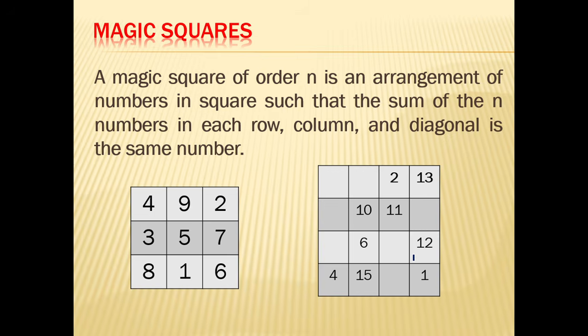O, next. Alam na may magic square. Ay, naku, ito mas madali. A magic square of order n is an arrangement of numbers in squares such that the sum of n numbers in each row, column, and diagonal is the same number. Okay, so for example, di ba? 1, 2, 3, 4, 5, 6. Alam to, parang Sudoku, kaya lang di rin nauulit.